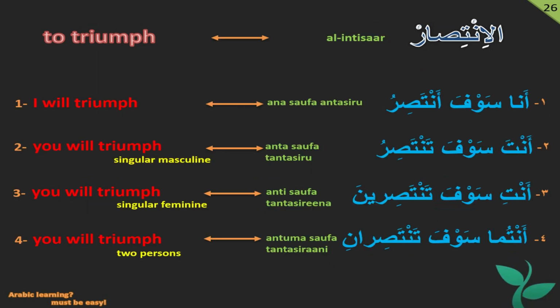Now, on this slide, we start conjugating the verb in mustaqbal, so in future tense. Number one, ana sawfa antasiru. Ana sawfa antasiru means I will triumph. Number two, anta sawfa tantasiru. Anta sawfa tantasiru means you will triumph for singular masculine. Number three, anti sawfa tantasirina. Anti sawfa tantasirina means you will triumph for singular feminine. And number four, antuma sawfa tantasirani. Antuma sawfa tantasirani means you will triumph for two persons, masculine or feminine.